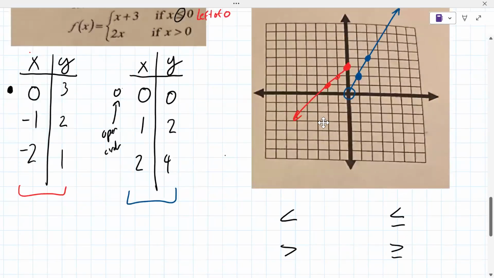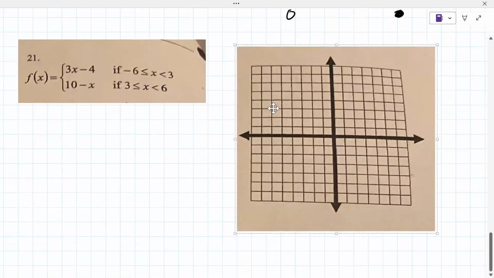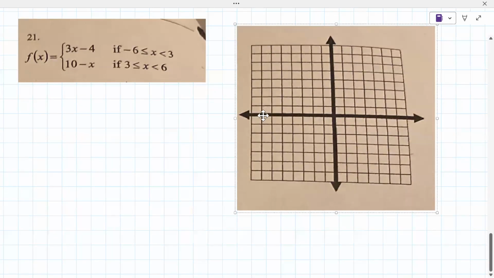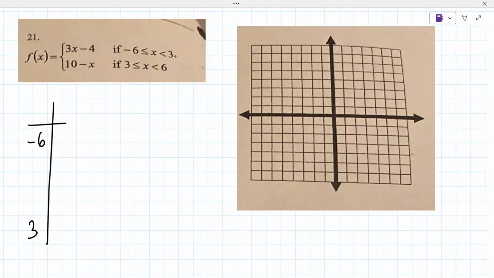So let's look at another one here. This one's a little bit different. It says x is between negative 6 and 3. So you for sure do the endpoints. But at the negative 6, it's filled in, and at the 3, it's an open circle. And that's because it's starting less than or equal to, and then it becomes just not less than or equal to, just bigger or less than, which then causes it to become open.